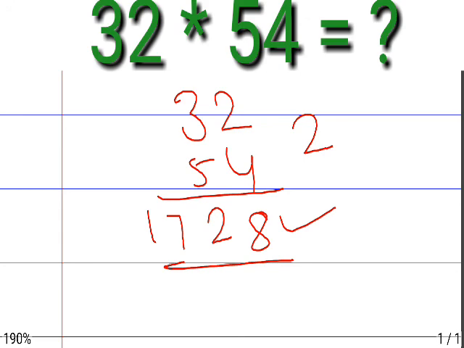Doing it like this and following the steps I have taught you and practicing them, you can do the multiplication of a 2-digit number with any 2-digit number within seconds.